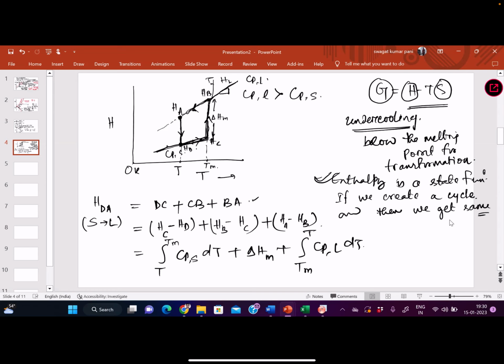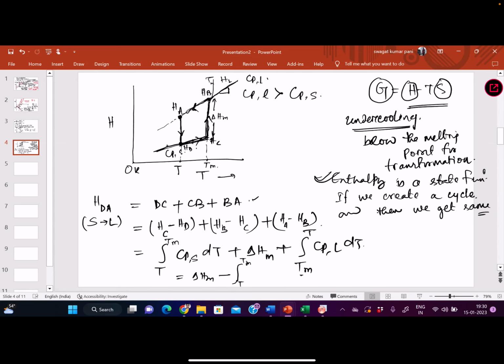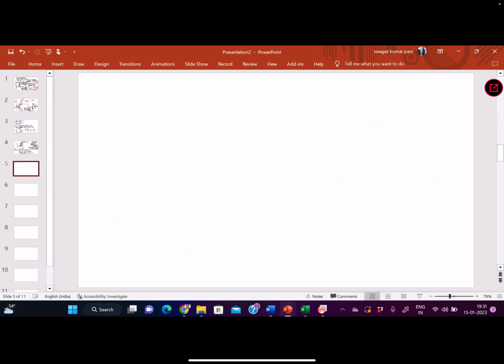Okay, so we can rearrange this. Delta Hm minus... just reverse the limits of this, T to Tm. That is why this minus sign, because it was plus. If we change the limit, then the sign will be reversed, so it is minus Tm Cp of liquid dT plus this term. So this we can write as the final term.